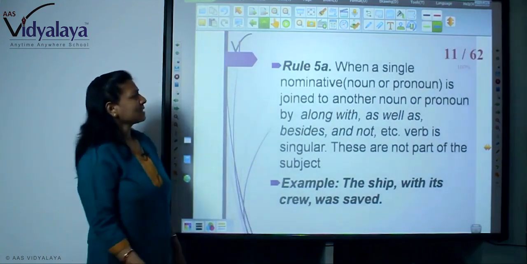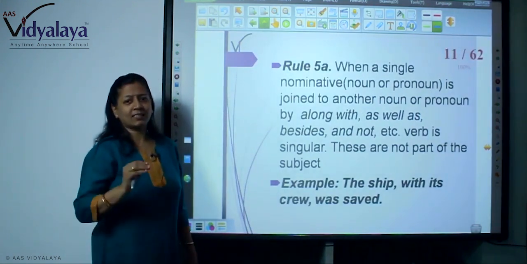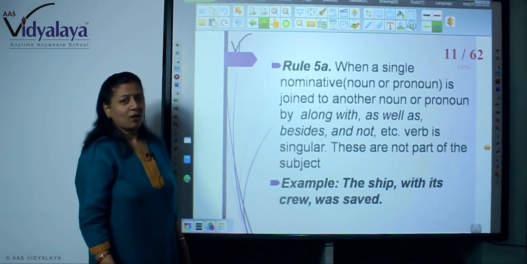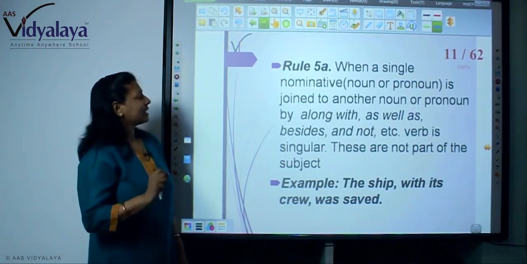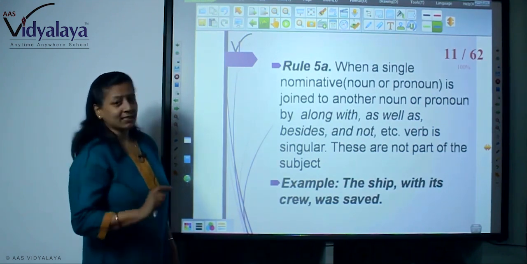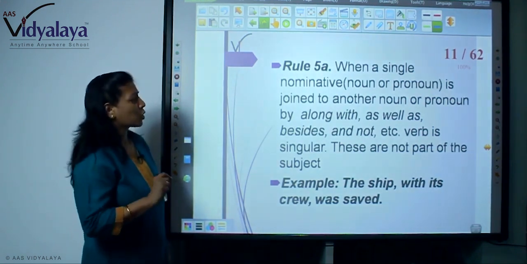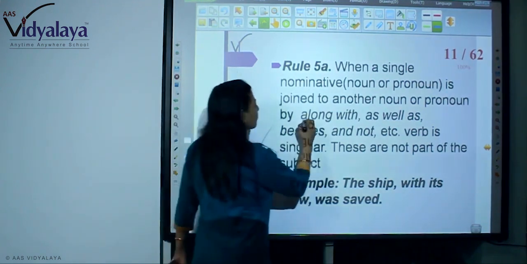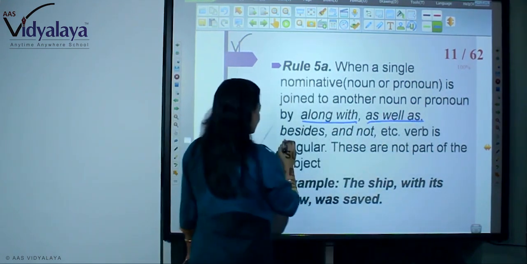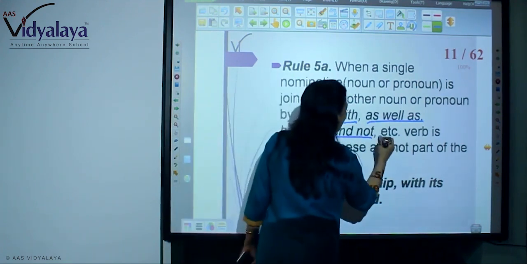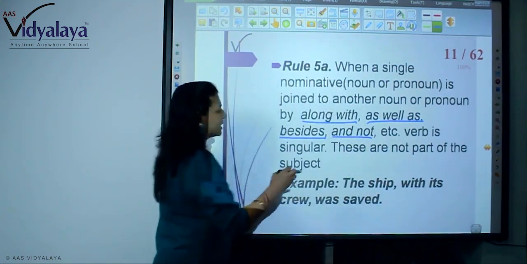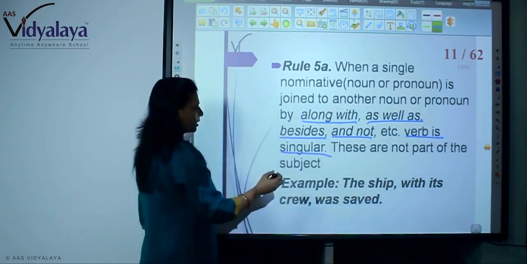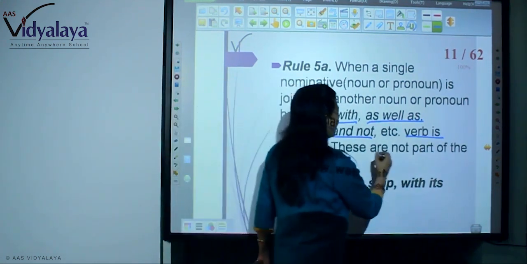Now, rule number 5. There are different types of things in this. 5A. For example, when a single nominative, that is a noun or pronoun, is joined to another noun or pronoun by along with, as well as, besides, and not, etc., the verb is singular because these are not part of the subject.